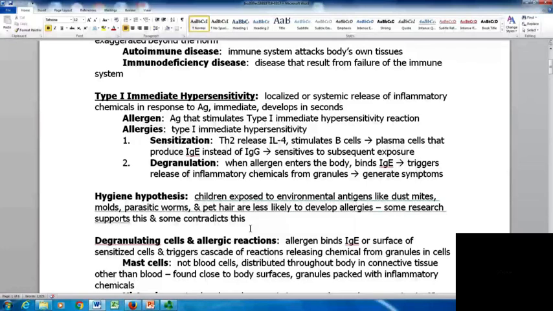The Hygiene Hypothesis states that children that are exposed to environmental antigens like dust mites, molds, parasitic worms, and pet hair are less likely to develop allergies. There is some research that supports this. However, there is also some research that contradicts this. So at this point, it is a hypothesis.